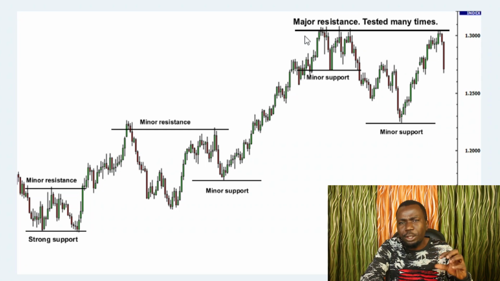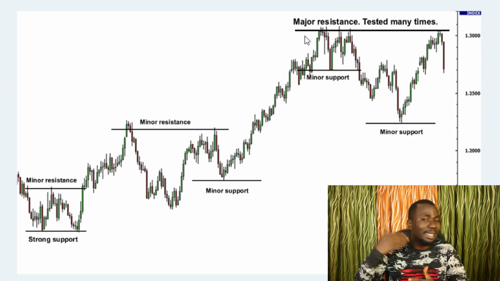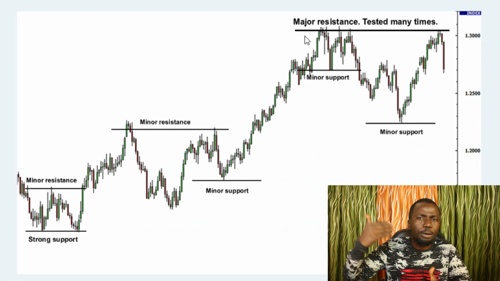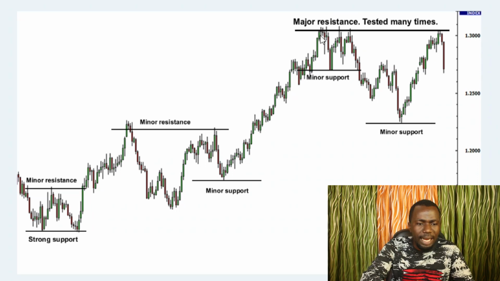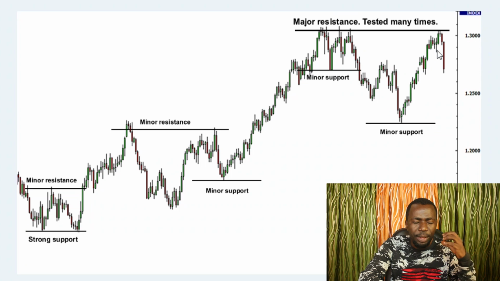But when we talk of a major resistance or support level, it is a strong level where price has tested so many times but could not break above or below it. Like now, this is clearly a major resistance level. You can see that price has tested it so many times but could not break above it. So this is a strong level, right? Price tested it here, here, here, and also here but could not break above it. So this now becomes a major resistance level where price could not break through.